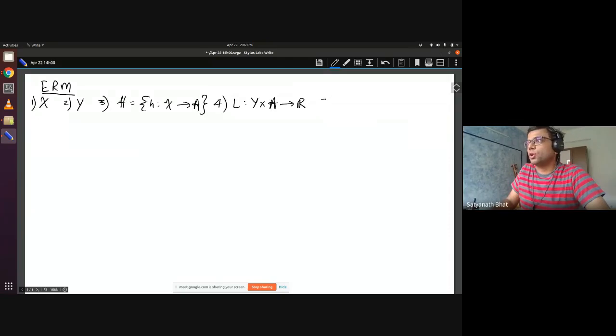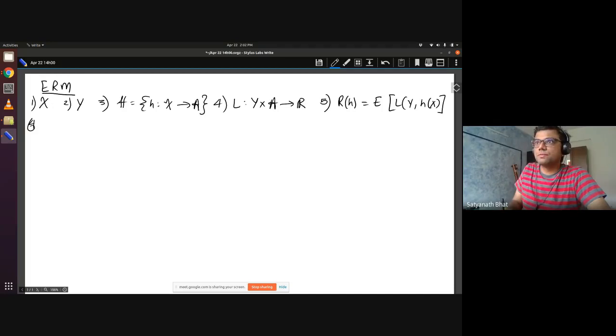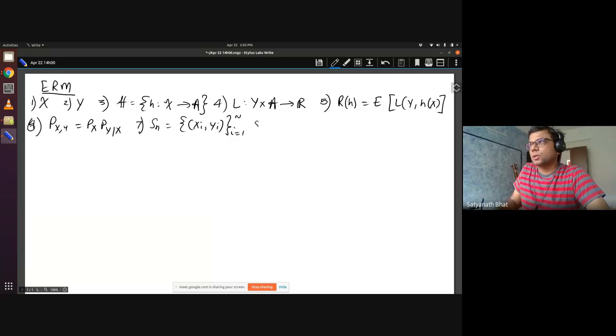And then what you will look at is what is called the risk of a classifier R of H, which is the expected value of L of Y comma H of X. That brings us to the question of the underlying distribution, which is P of X comma Y, which is P of X times P of Y given X, right? And then it also leads us to the discussion on the samples. You have been given the samples, which is your training data.